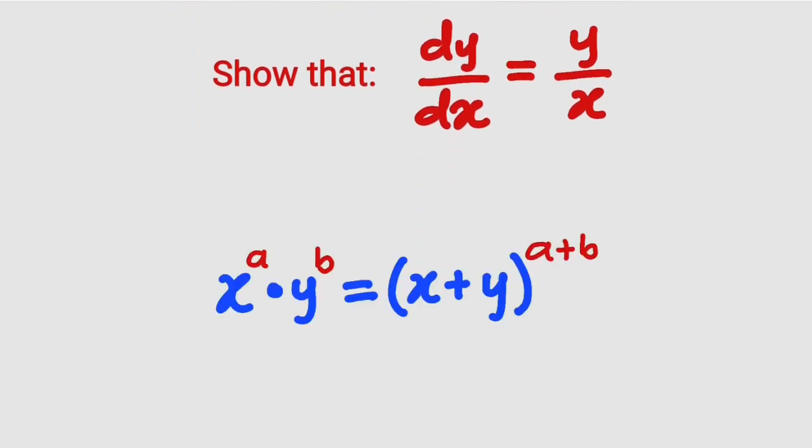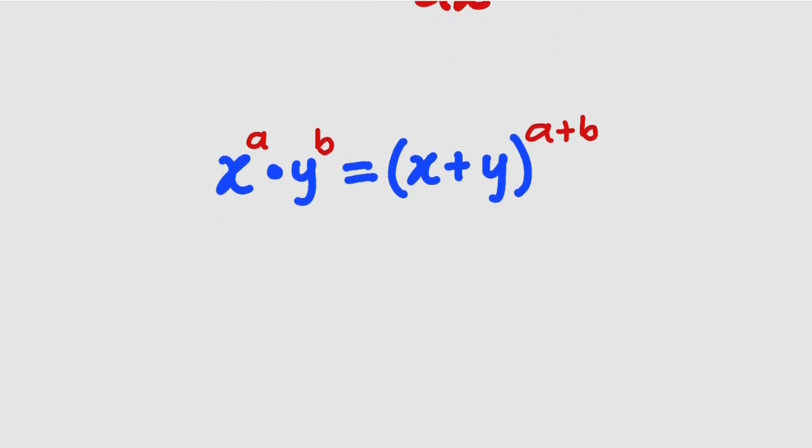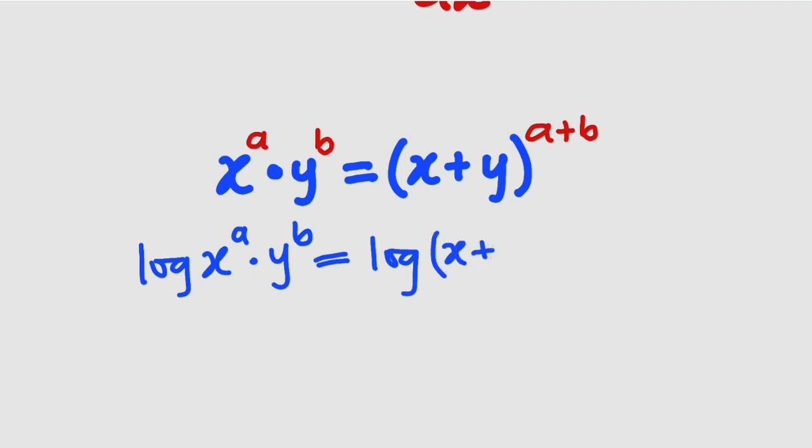Alright, here is our function. This is an implicit function. Let us take log of both sides. We have log of the left hand side, which is x raised to the power of a multiplied by y raised to the power of b. This is the same thing as log of x plus y raised to the power of a plus b.